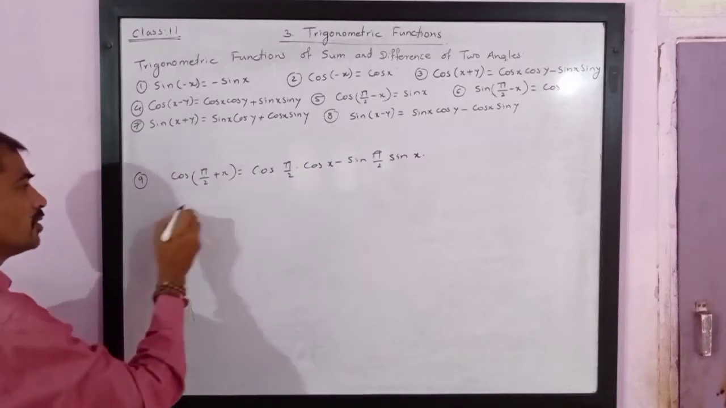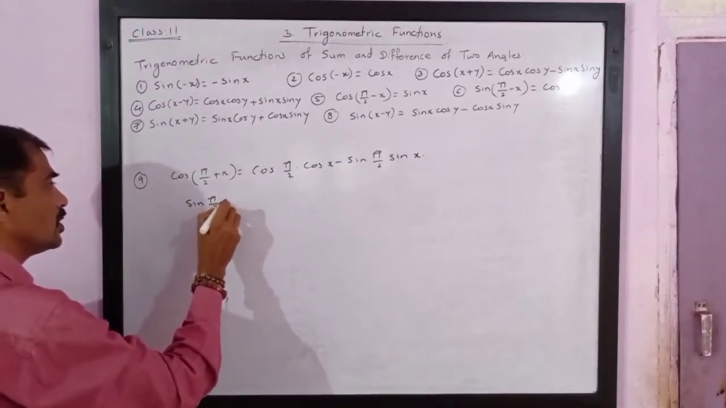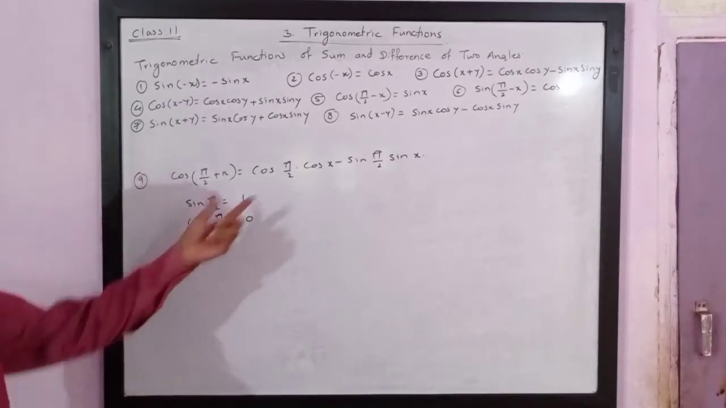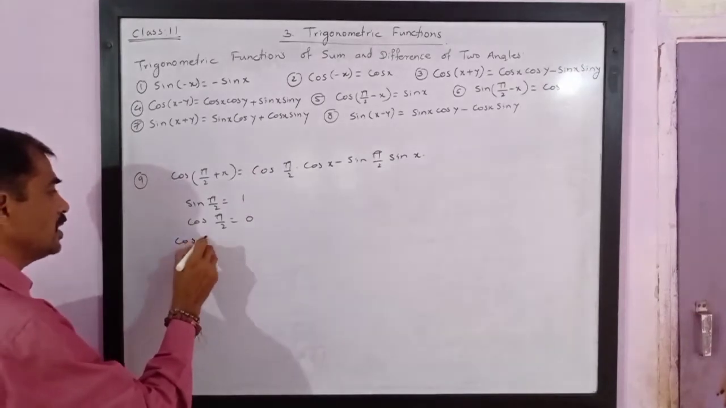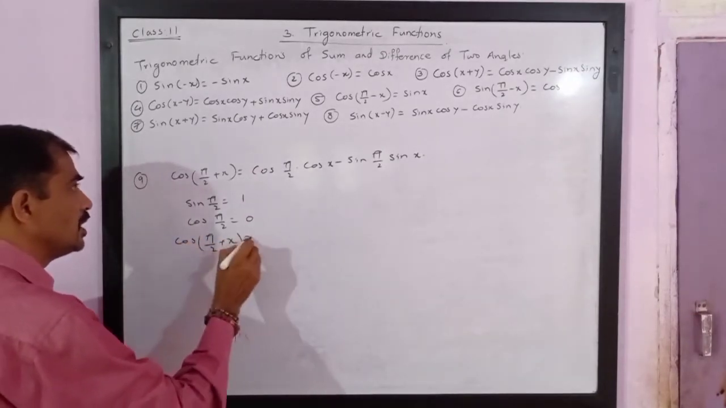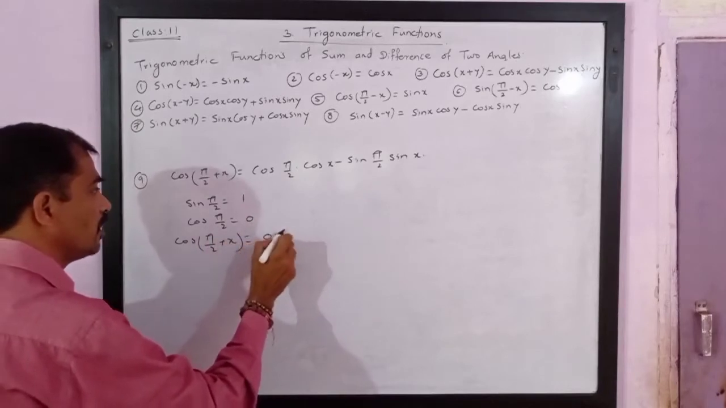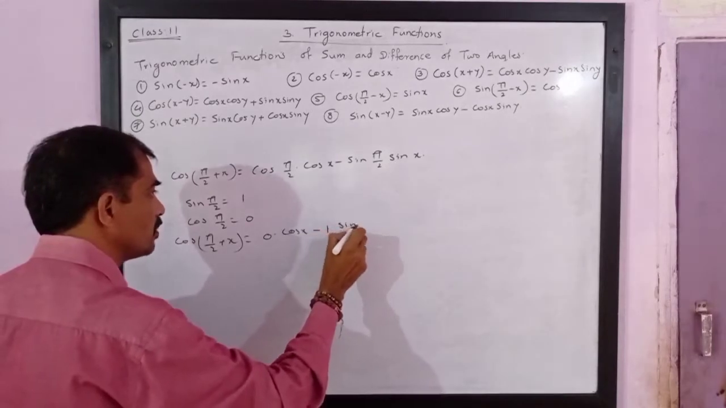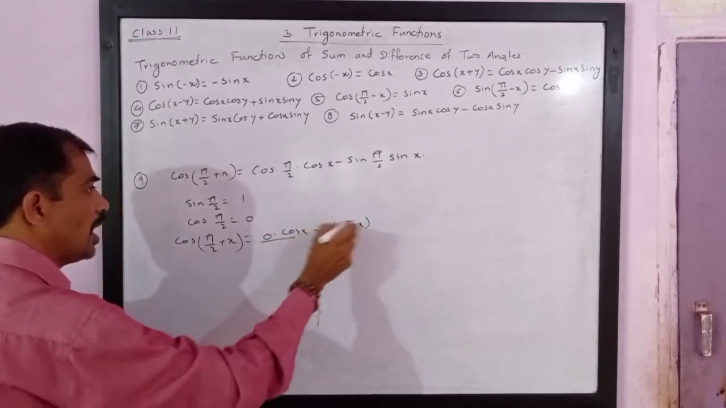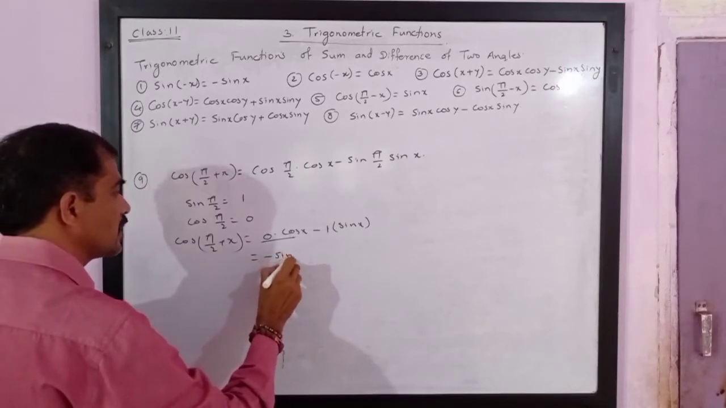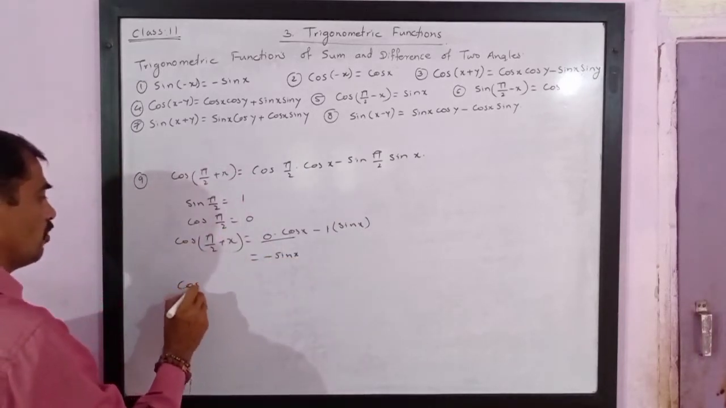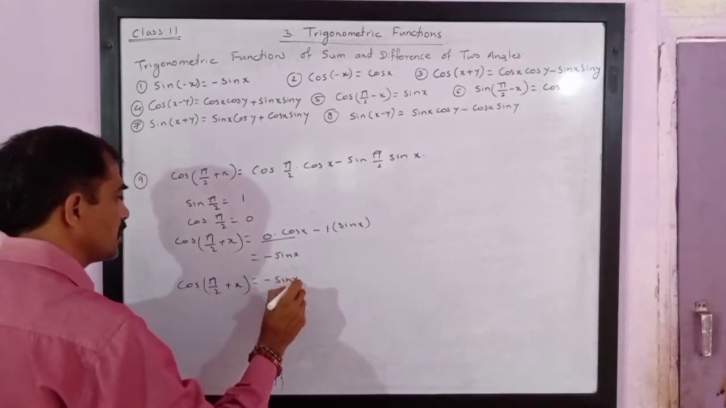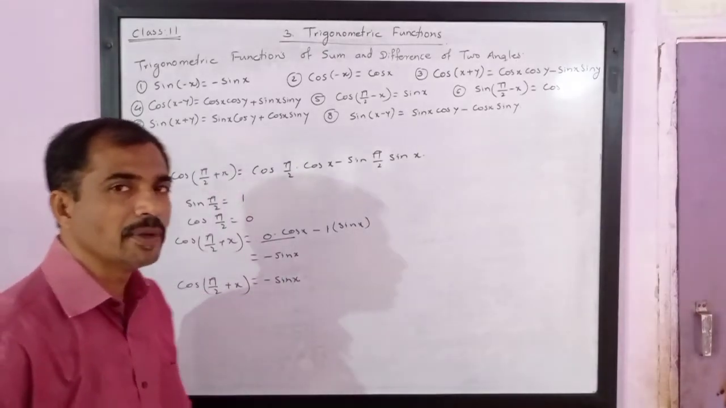Please note, we have sin pi by 2 is equal to 1 and cos pi by 2 is equal to 0. So if you put the values in this, you will get cos of pi by 2 plus x is equal to cos pi by 2 is 0, 0 multiplied by cos x is 0, minus sin pi by 2 is 1 into sin x. So this is equal to 0 minus 1 into sin x, you will get negative sin x. Thus cos of pi by 2 plus x is equal to negative sin x. So this is the next identity that we are going to remember.